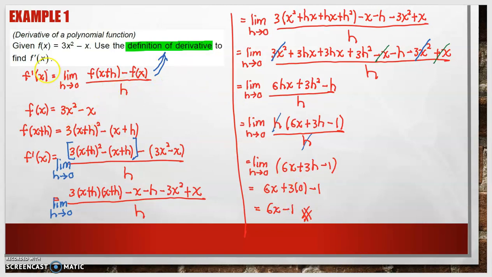So this is how we solve to find f prime x using the definition of derivative. This is the formula. We only use this formula if the question mentions using the definition of derivative.